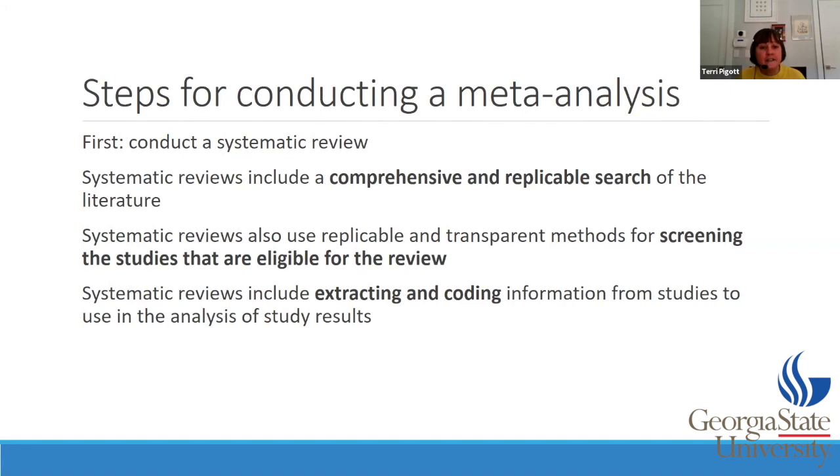And then after we've identified those eligible studies for the review, systematic reviews then go into those eligible studies and extract and code information from those studies to use in the analysis of study results. And I'm going to spend a little bit of time on this part of a systematic review because it's a critical part for a meta-analysis.